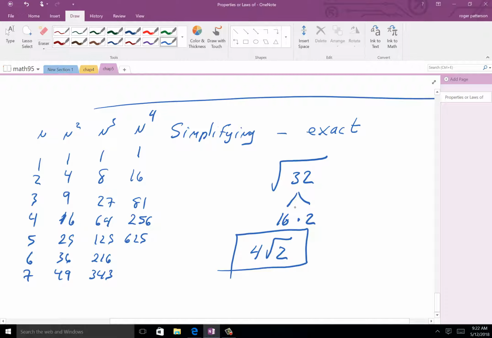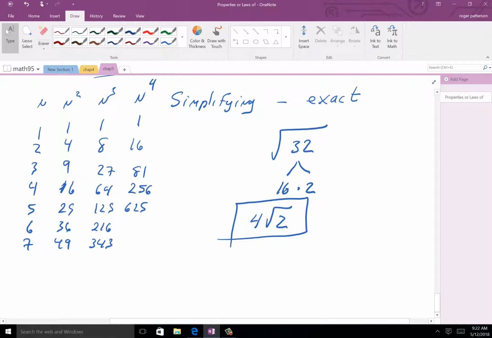So we find the largest number that goes into 32 evenly. It has to be a perfect square because it's a square root. Find the square root of that number. That comes on the outside. The leftover stays on the inside. That's simplifying. Now that's something you maybe have seen before. Let's just do one more.